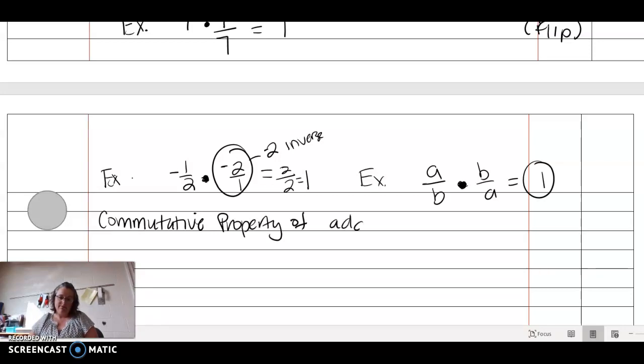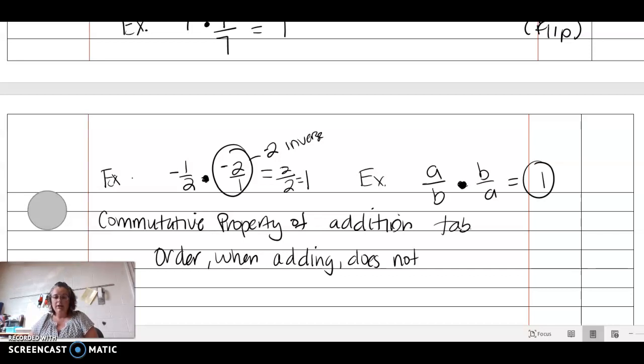Of addition. And that should go in that next tab. Commutative property of addition says that order when adding does not matter. I'm going to put an exclamation point there.